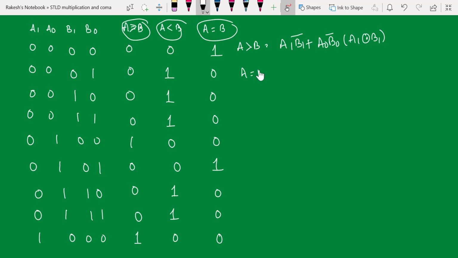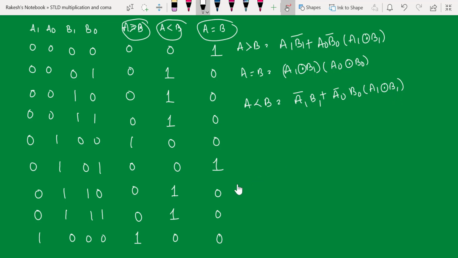Similarly, a equals to b will be a1 XNOR b1 into a0 XNOR b0. Similarly, a less than b will be a1 bar into b1 plus a0 bar into b0 times a1 XNOR b1. Now I'm going to construct my circuit using these outputs.